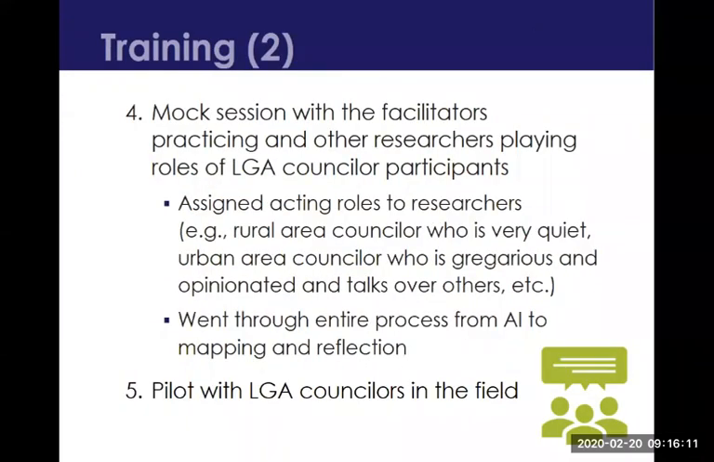We then switched to our actual research topic and carried out another demonstration. This time, though, we had the 3 people who we had already designated would be facilitators in the field practice leading a mock session with the real content. Then the other researchers played roles of LGA counselor participants. We assigned roles such as you are the rural area counselor who's very quiet, or you are a very loud and opinionated counselor who thinks her opinion is the only valid one, etc. And then after that session, we did a pilot with LGA counselors in the field.